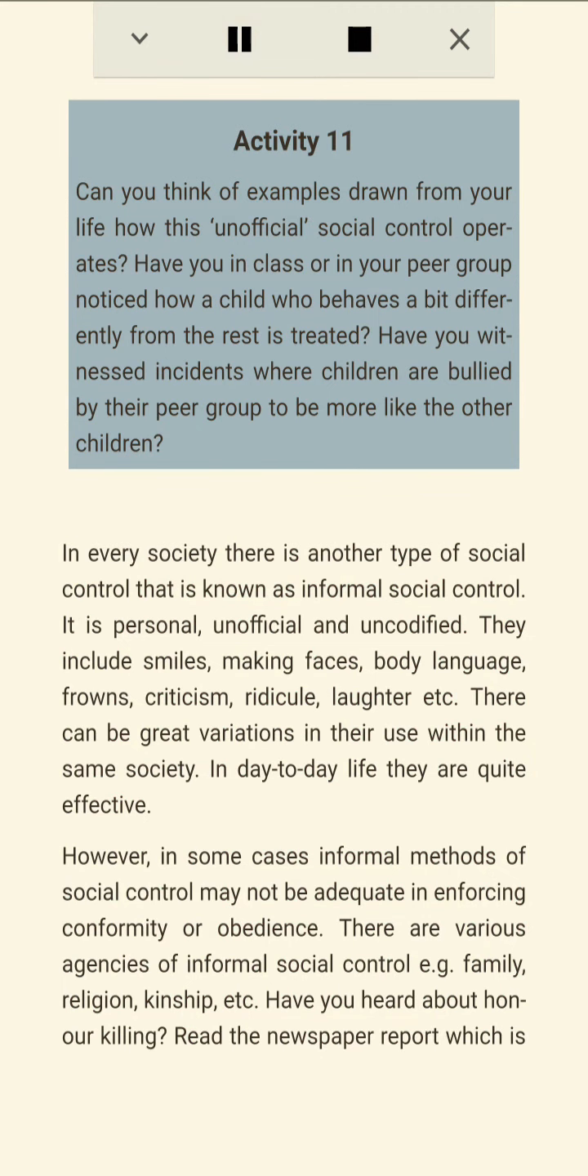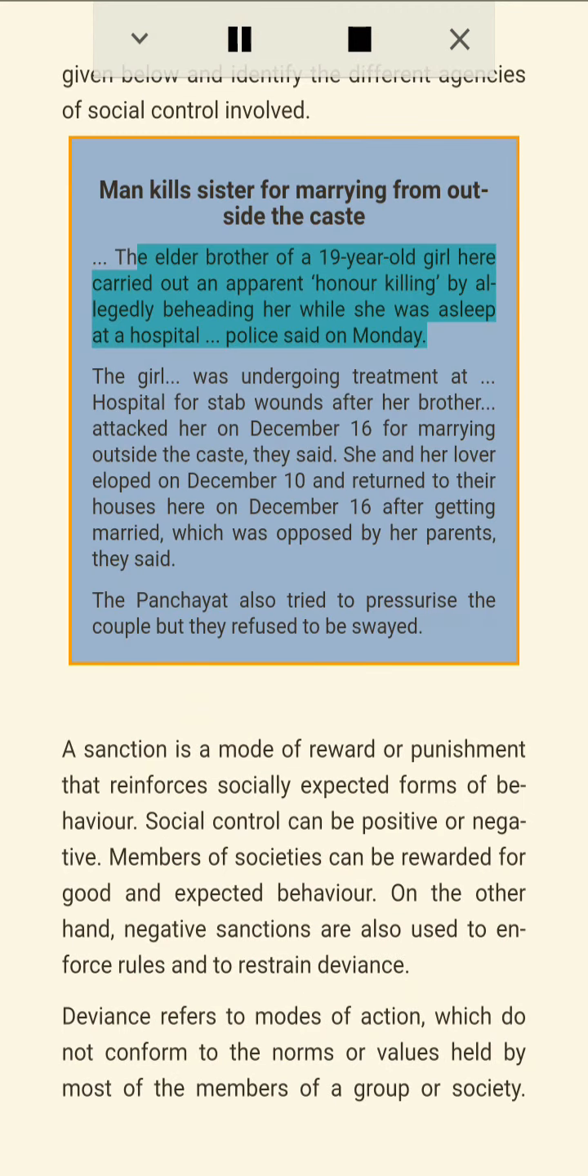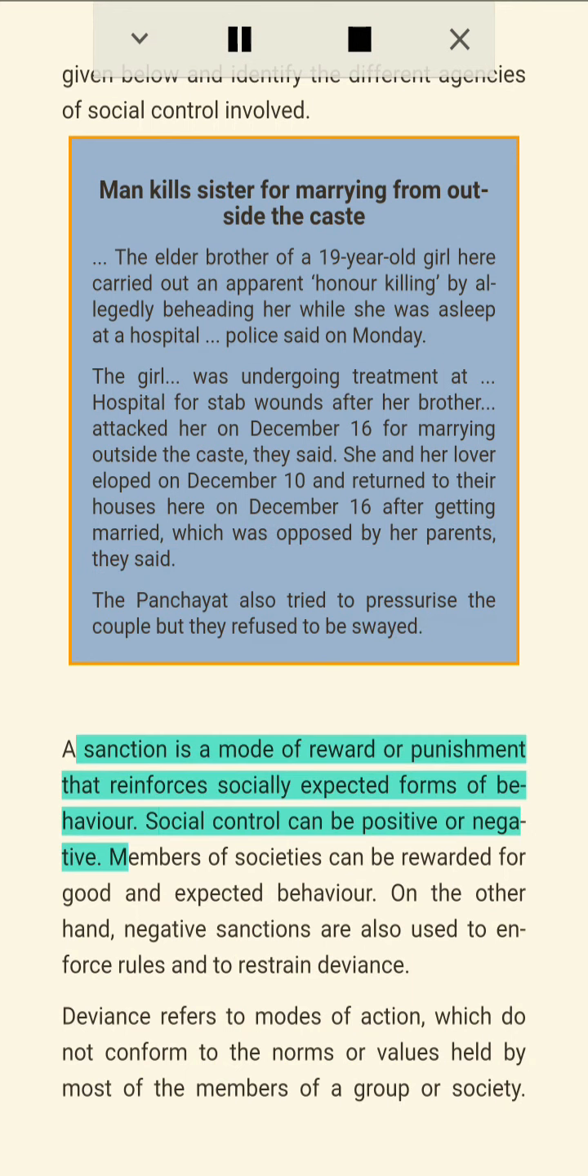Man kills sister for marrying from outside the caste. The elder brother of a 19-year-old girl here carried out an apparent honor killing by allegedly beheading her while she was asleep at a hospital, police said on Monday. The girl was undergoing treatment at hospital for stab wounds after her brother attacked her on December 16 for marrying outside the caste, they said. She and her lover eloped on December 10 and returned to their houses here on December 16 after getting married, which was opposed by her parents, they said. The panchayat also tried to pressurize the couple but they refused to be swayed.